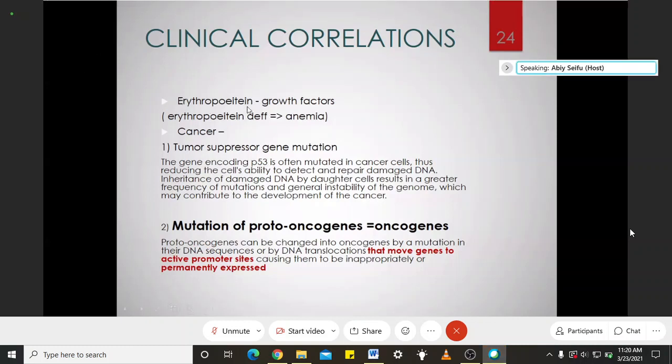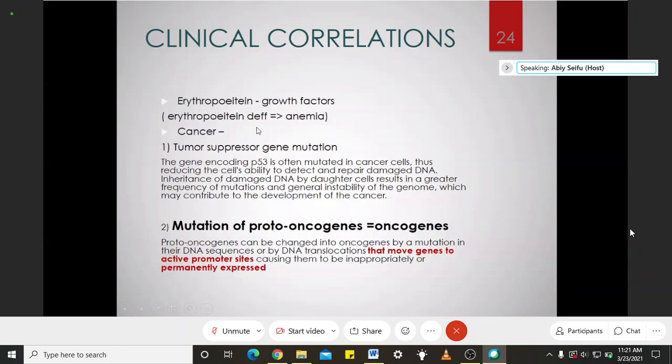If there is a deficiency of erythropoietin, as in the case of chronic diseases and kidney failure, chronic kidney disease, erythropoiesis will be affected, and finally a person may develop anemia. Anemia is a shortage of red blood cells. So in order to correct the anemia, sometimes it is possible to supplement erythropoietin. Erythropoietin supplementation can be given to the patient to replace the deficiency.